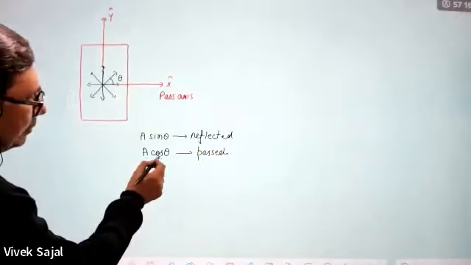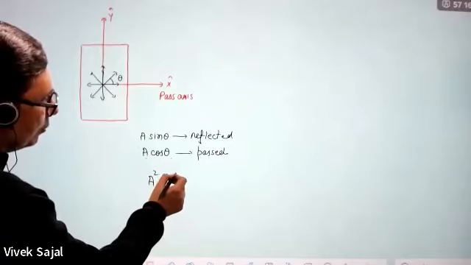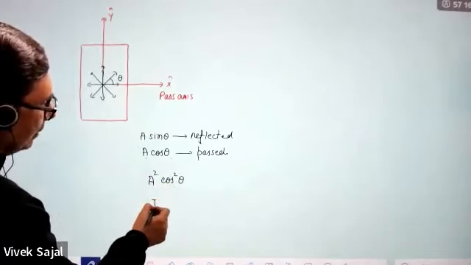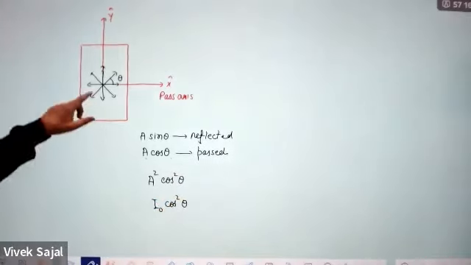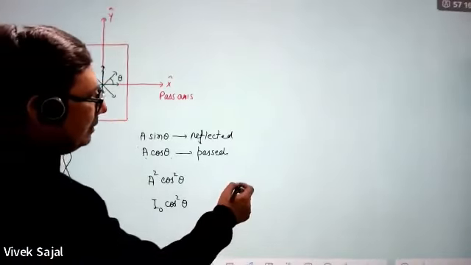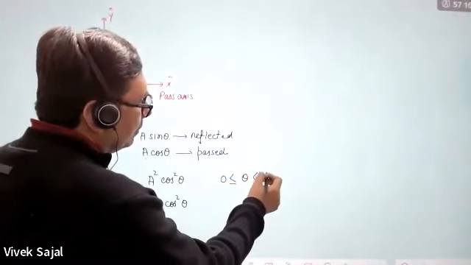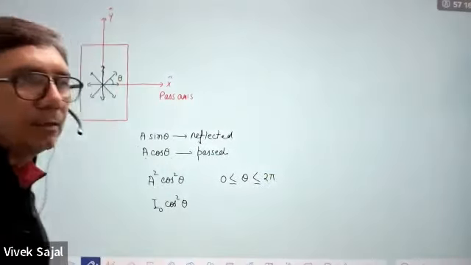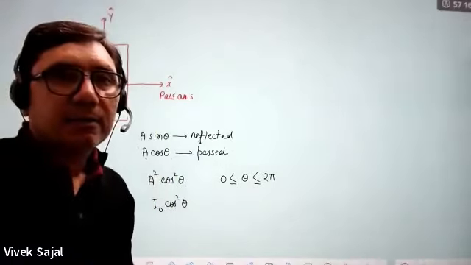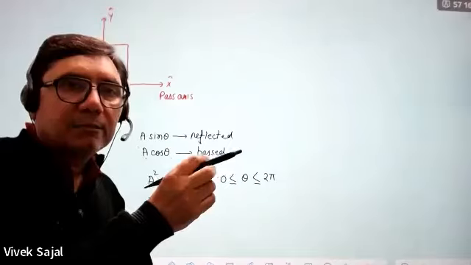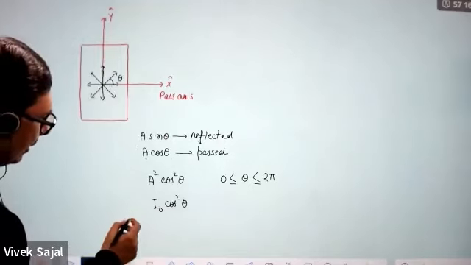Okay, so what intensity due to this? This will be the intensity on the other side: A square cos square theta, or you can say I naught cos square theta due to one component. So many components are there, and this theta is varying from 0 to 2 pi. If you consider all the components, they will have different angles, all possible angles from 0 to 2 pi. So what will be the intensity on the other side?